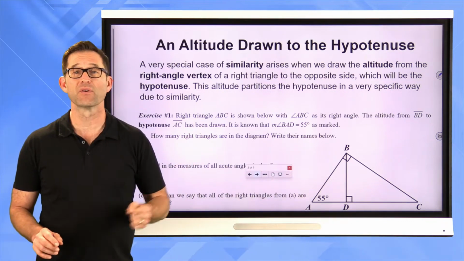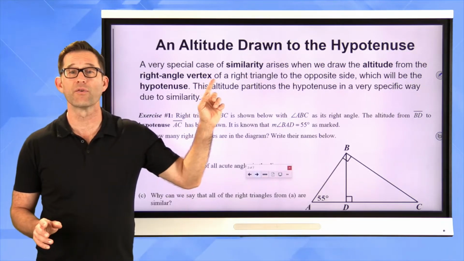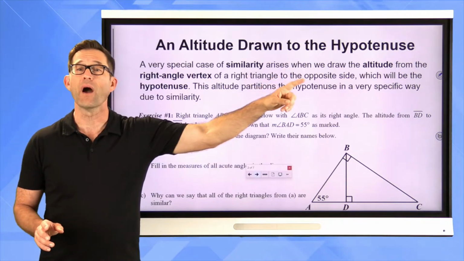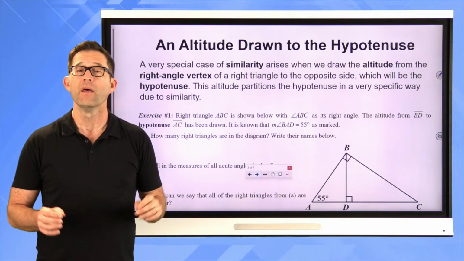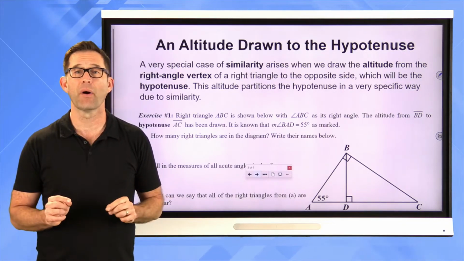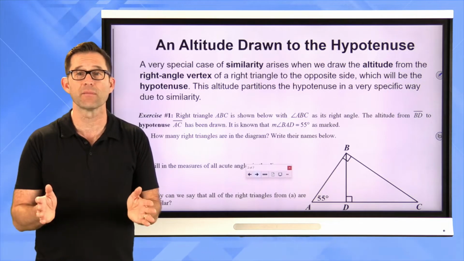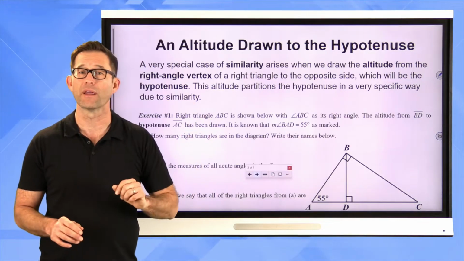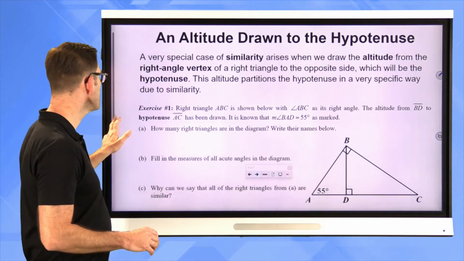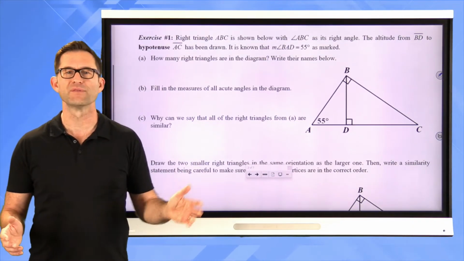A very special case of similarity arises when we draw the altitude from the right angle vertex of a right triangle to the opposite side, which will always be the hypotenuse of the right triangle. This altitude partitions the hypotenuse in a very specific way. In other words, it divides it into two segments in a very specific way, all due to similarity. So let's jump in and understand where similarity even comes in.